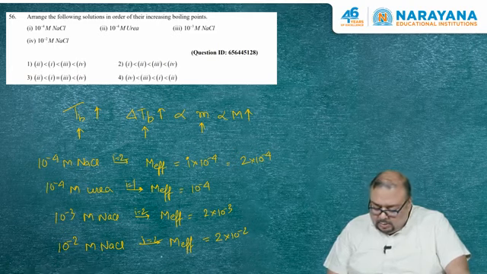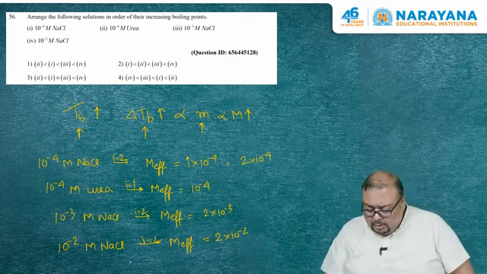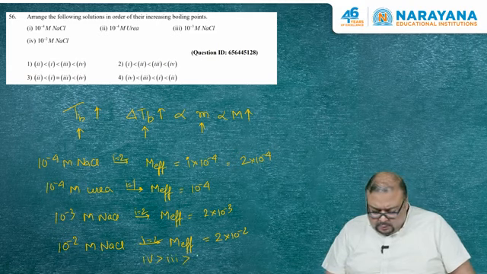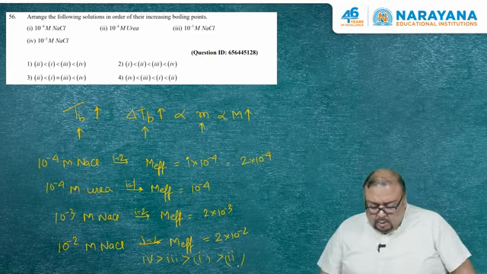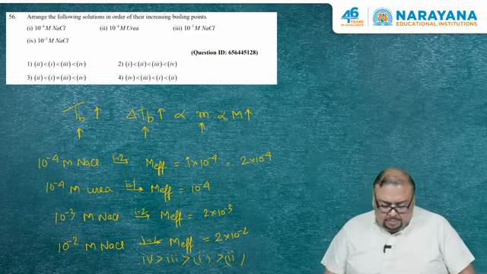So delta TB will be highest and hence the boiling point will be highest. So the order should be the same as the order of decreasing M effective. So it should be 4 greater than 3 greater than 1 greater than 2. So the correct answer as per the given options will be option 1.